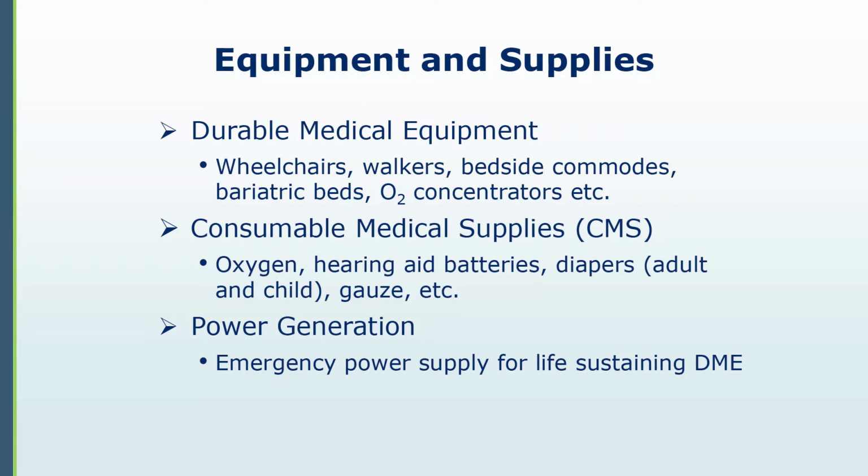Durable medical equipment, to help define it, can include wheelchairs, walkers, bedside commodes, bariatric beds. It's basically anything that might be utilized to help support the medical needs of the individuals in the shelters, with the exception of consumable medical supplies, which is something that is consumed. DME is reused equipment. Consumable medical supplies might include adult diapers, hearing aid batteries, oxygen, bandages, because we consume it. And then there's going to be the need to maintain a cache or ongoing support of those consumable supplies. Hearing aid batteries, not hearing aids, yeah. Hearing aid batteries, thank you.